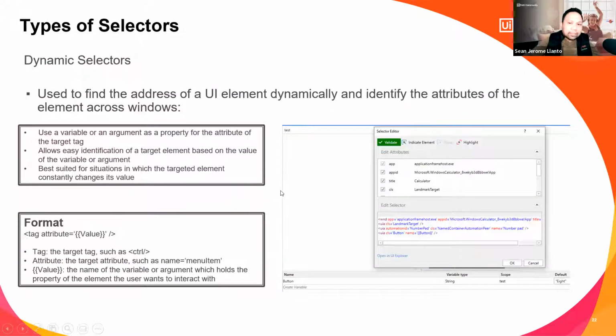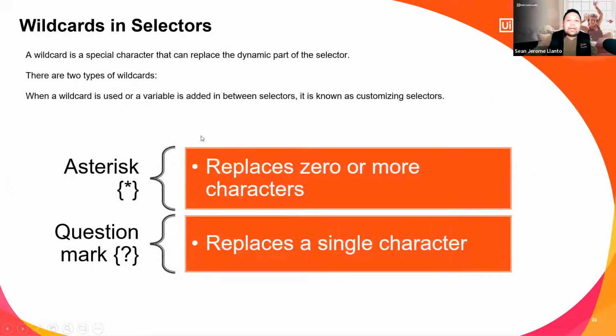And we also have dynamic selectors. Dynamic selectors are the selectors that are actually changing. Typically, in order for us to work with dynamic selectors, we try to either use a variable or maybe use wildcards to be able to interact with the application or the system. The most common wildcard that you would be using is the asterisk. And the asterisk replaces zero or more characters. So for example, if you are using Outlook, typically you'll notice Outlook dash your name. For example, mine is Outlook dash Sean Llanto.